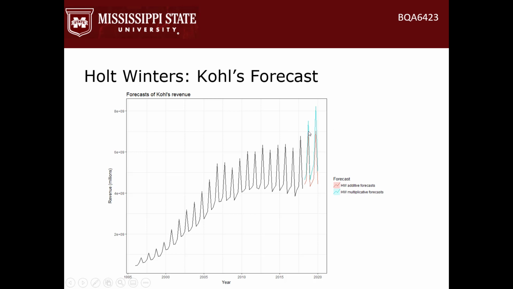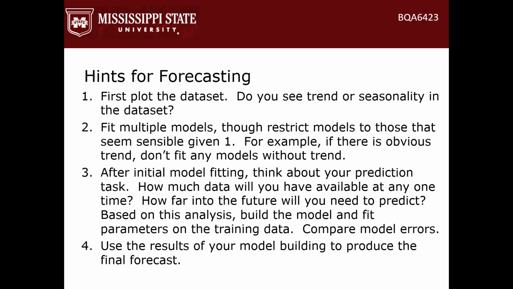So again, I don't really want to think in terms of the equations, but want to understand the concepts: we're predicting a level, we're predicting a trend, and we're predicting the seasonality. Okay, so the final little slide, we have some hints. Before you start, just look at your data. Do you see any trend or seasonality in the data? You can fit multiple models. You could fit a Holt and a Holt-Winters to see if there's enough seasonality, and see which one has the lowest errors. If you see an obvious trend, then fitting exponential smoothing doesn't make any sense at all.